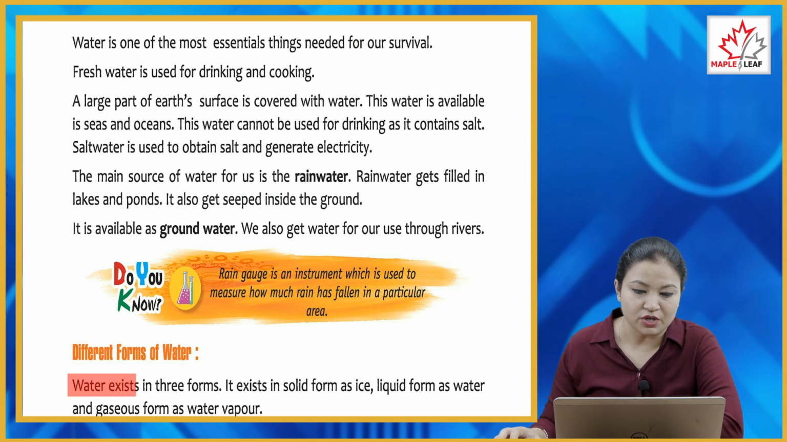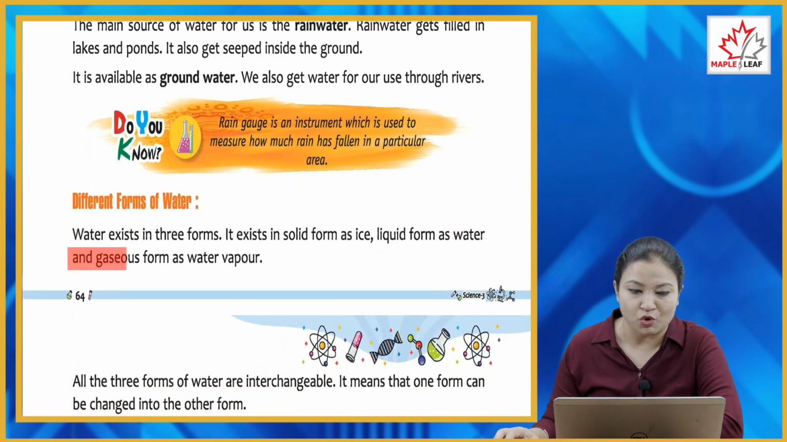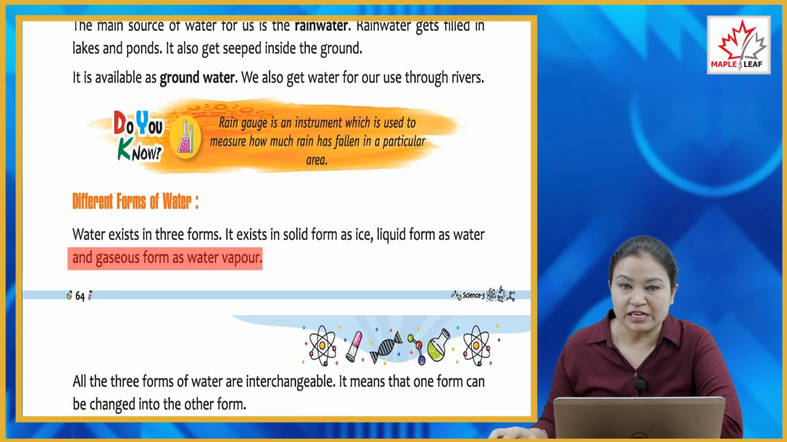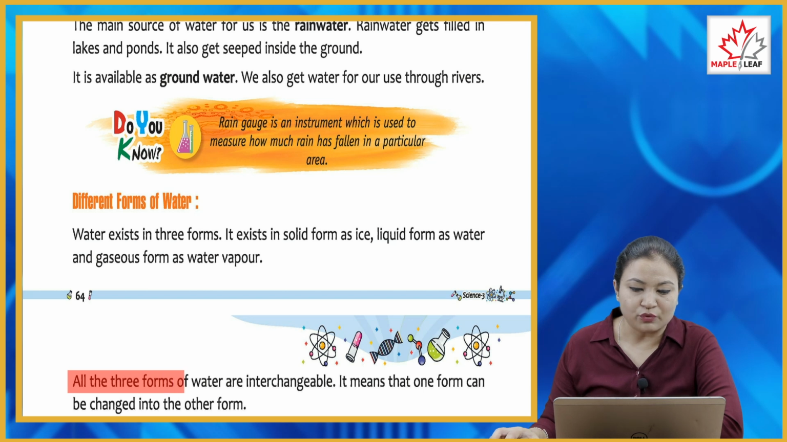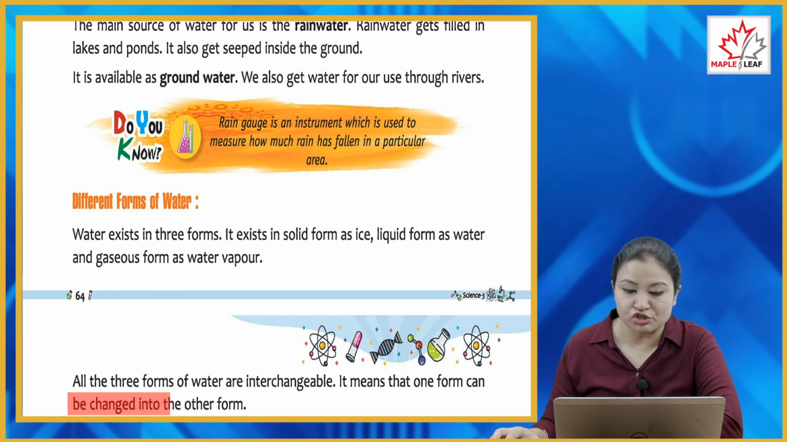Different forms of water. Water exists in three forms. It exists in solid form as ice, liquid form as water, and gaseous form as water vapor. All three forms of water are interchangeable. It means that one form can be changed into the other form.